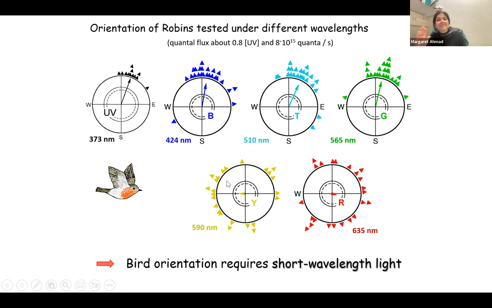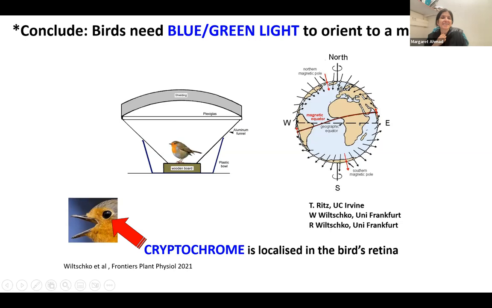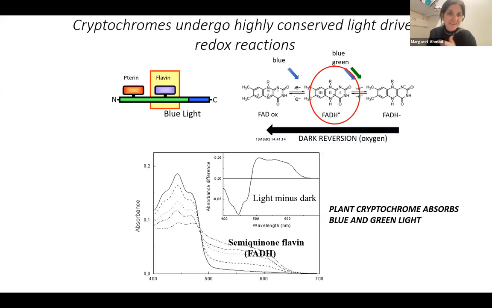So the conclusion was that the birds would need blue-green light to orient. We're not going to go into this now. So could cryptochromes explain the wavelength specificity? Now here I have the plant cryptochrome. On the left, the protein structure.